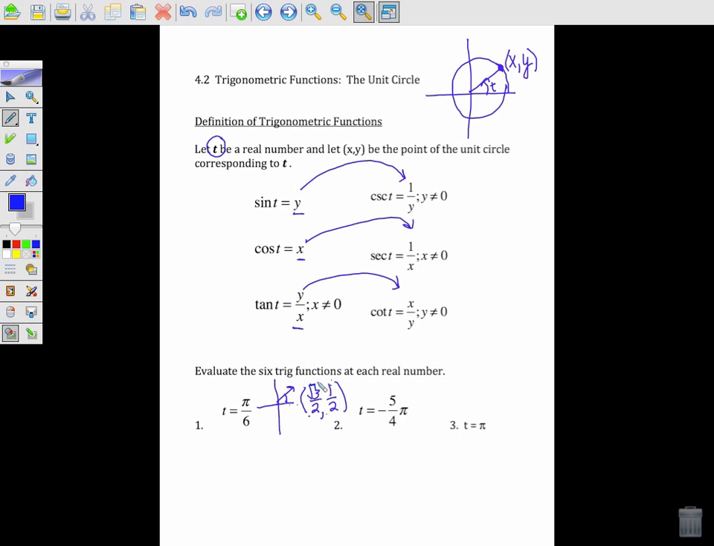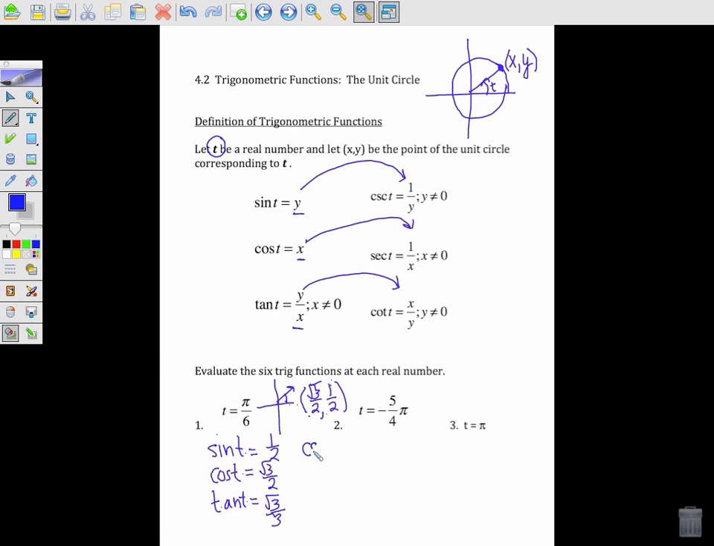So if I want to evaluate all of the ratios, sine of angle t would equal the y value, so 1/2. Cosine of t is the x value, so root 3 over 2. And tangent would equal, if you divide 1/2 by the root 3 over 2, you end up getting the square root of 3 over 3. So you're going to have to do some math on that. You'd have to reduce, simplify, and rationalize.